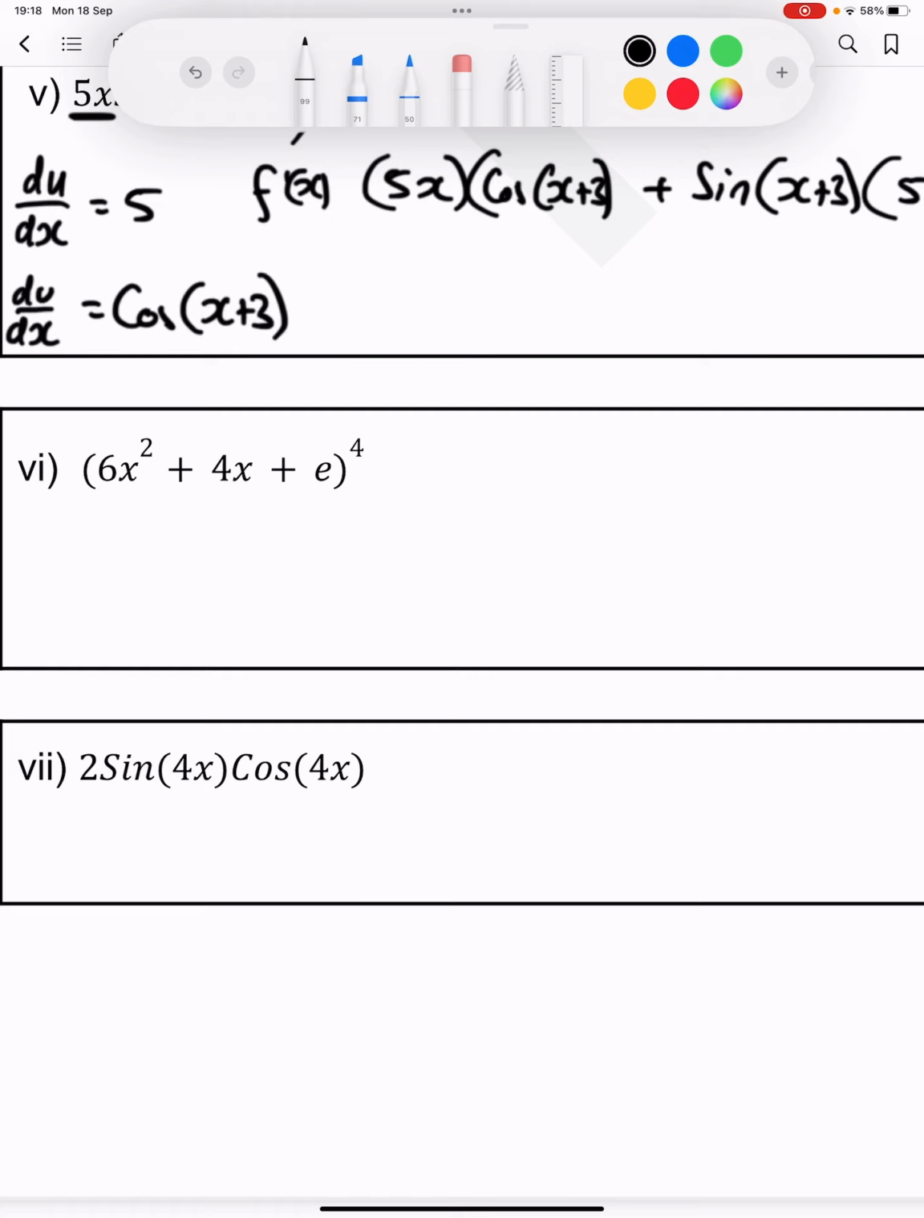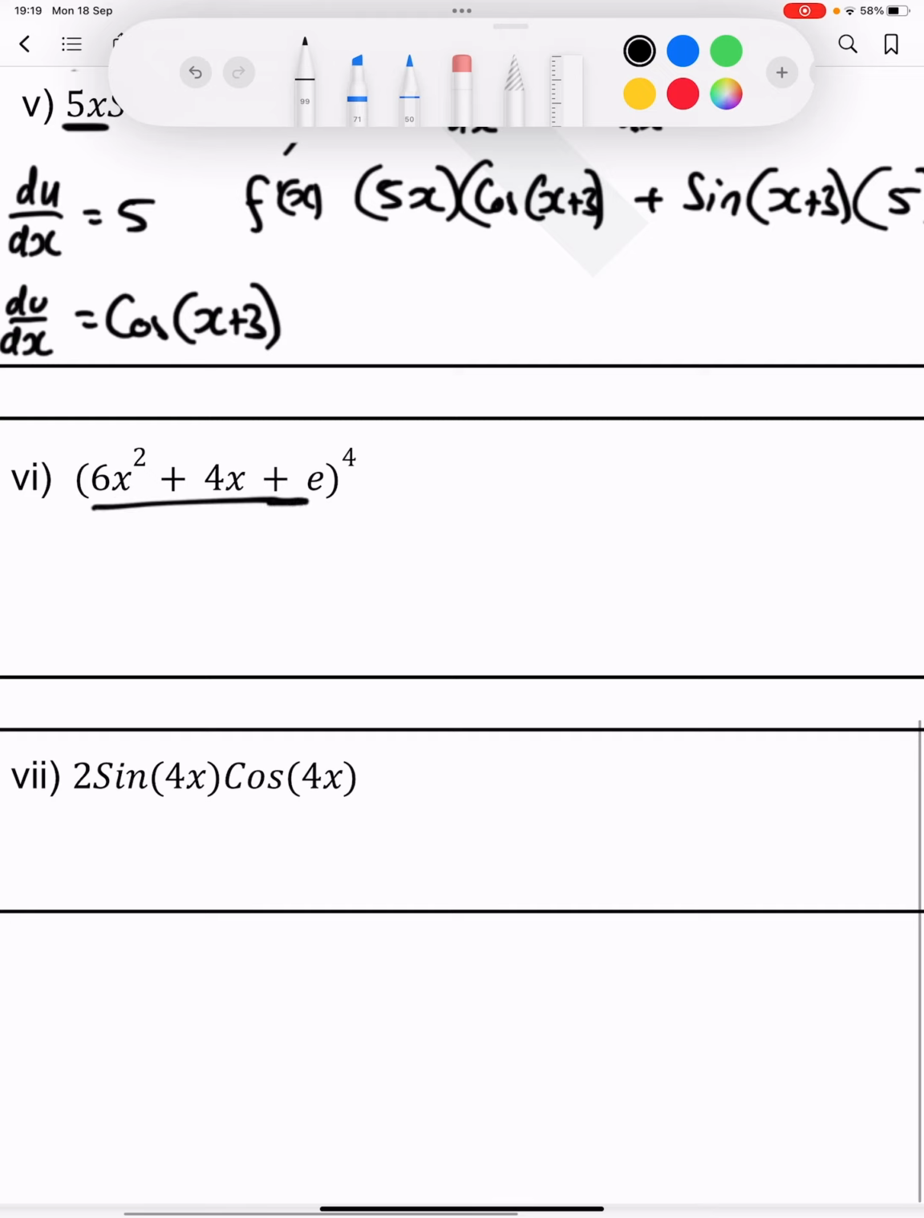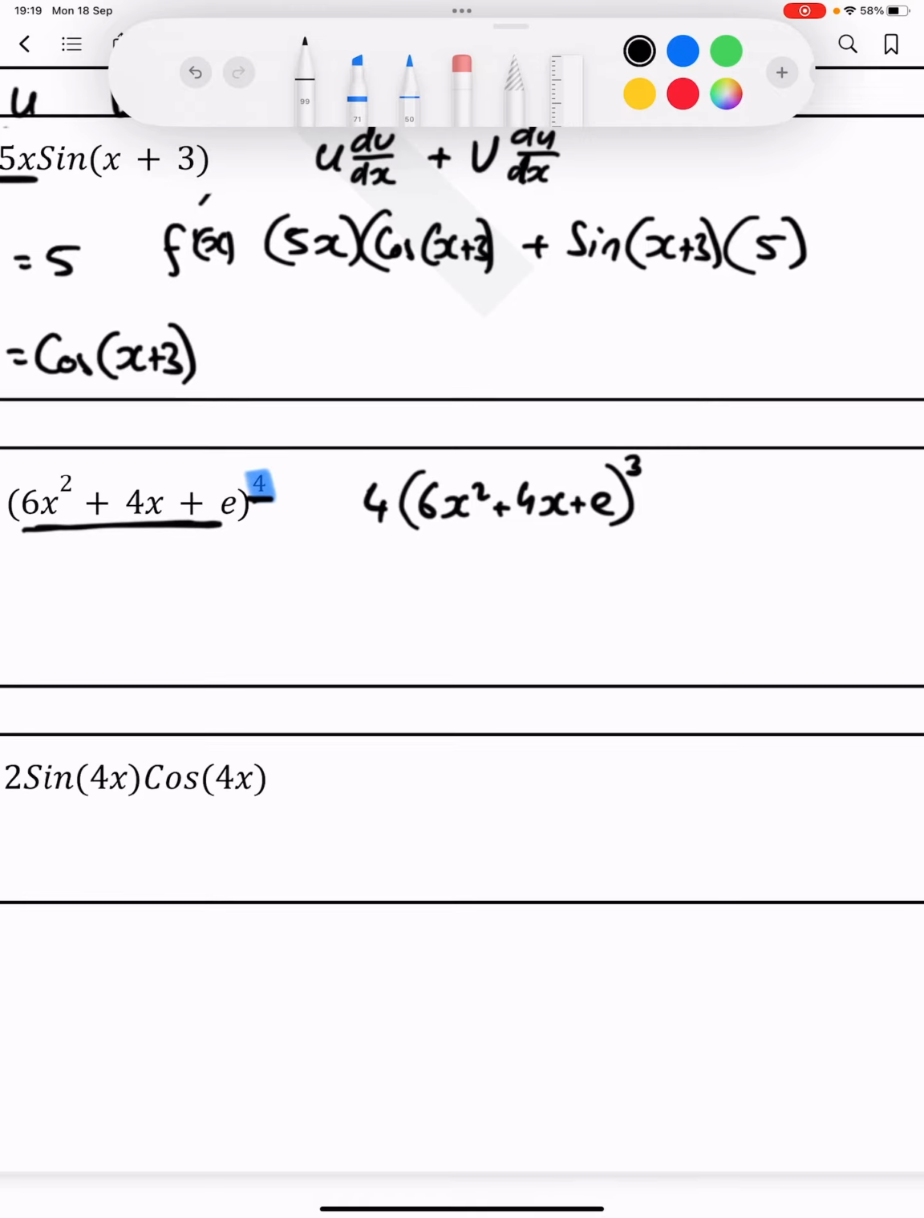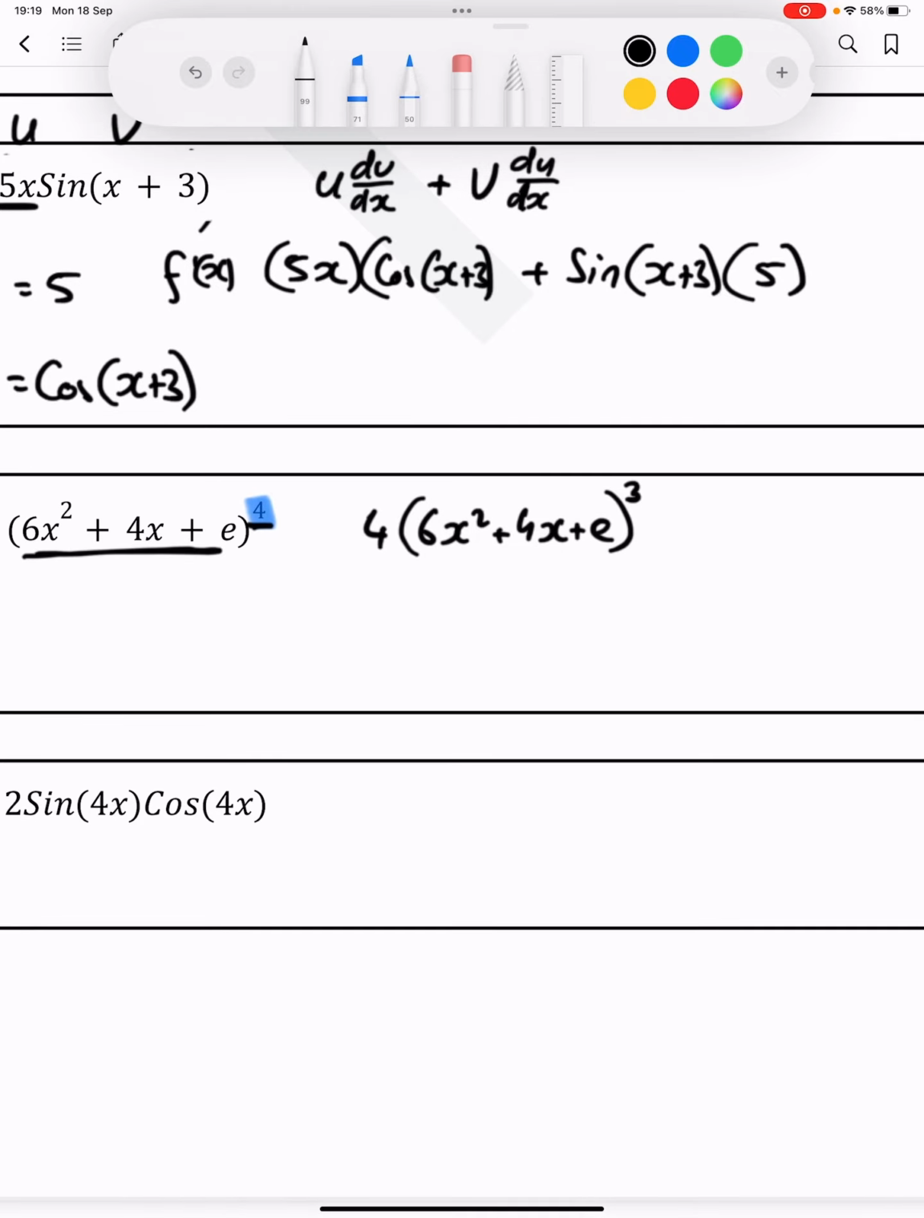This one here, well, it should stand out as a very obvious chain rule function where it's inside outside. So deriving the outside, that's just like the 4 with the coefficient before everything, so that's just 4 brackets 6x squared plus 4x plus e to the power of 3, so that's that bit derived, and that gets times by the derivative of what's inside in the brackets.